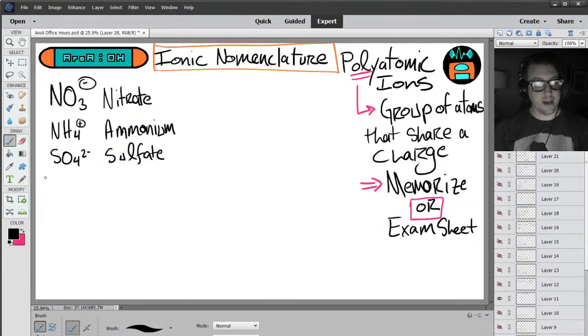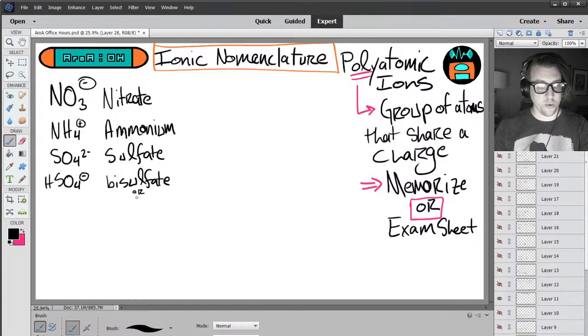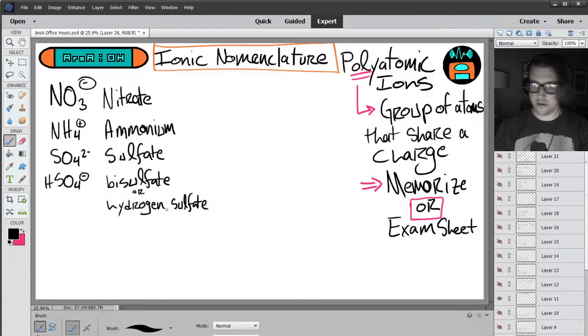Followed by HSO4 with a charge of -1. The name of this is bisulfate, also known as hydrogen sulfate. This is bisulfate or hydrogen sulfate. Next, there is PO4 with a charge of -3. This is phosphate.